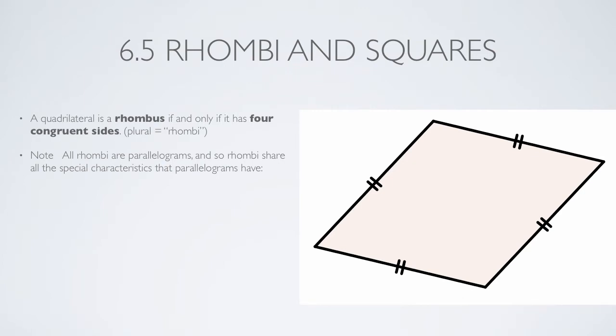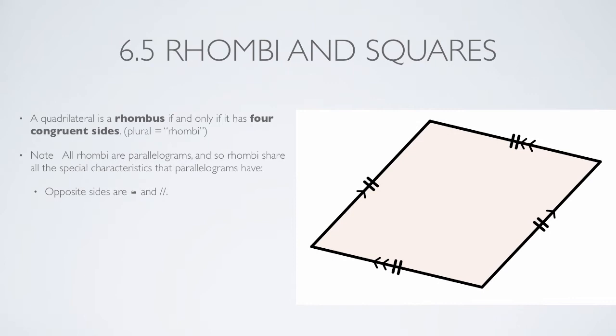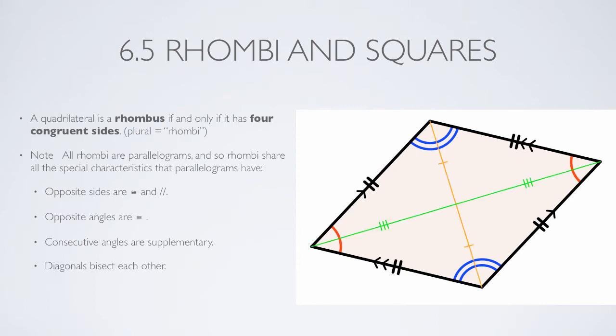Now a rhombus is a parallelogram, a special type of parallelogram, and as a result, all rhombi share the special characteristics that parallelograms have. For example, opposite sides are congruent, obviously, and they're also parallel. The opposite angles are congruent, so the reds are equal and the blues are equal. The consecutive angles are also supplementary. In other words, red plus blue equals 180. The diagonals bisect each other.